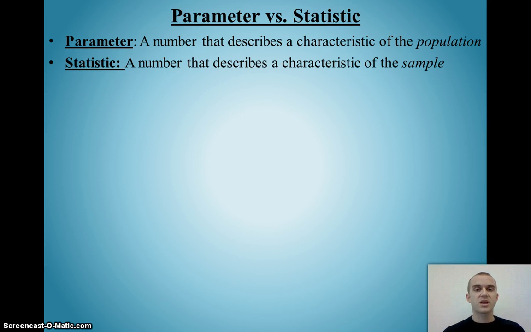Now also we can talk about parameters and statistics. A parameter is a characteristic describing something about the population, whereas a statistic is a number that describes a characteristic of the sample. And so you have to pay attention to those words, statistic versus the generalized statistics. A parameter is something like a population mean, a population variance, and we'll get into those types of terms down the road.